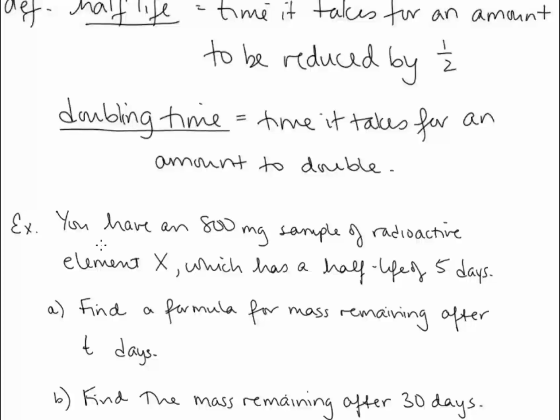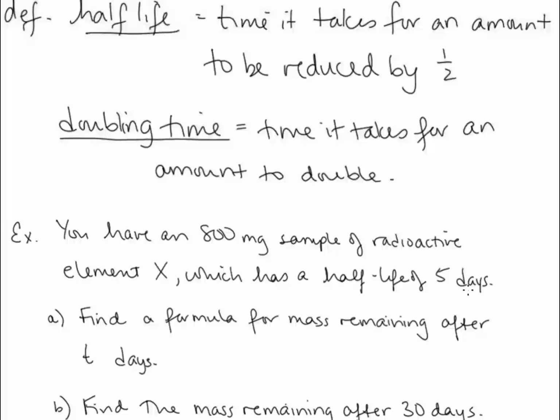So for example, you have an 800 milligram sample of radioactive element X, which has a half-life of 5 days. So what does that mean? That means it takes 5 days for your sample to be reduced by half. So in this case, when time is equal to 5 days, our sample will become 400 milligrams.